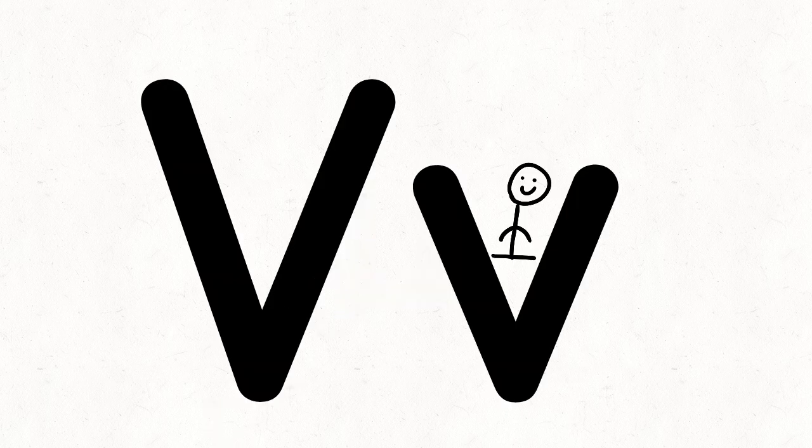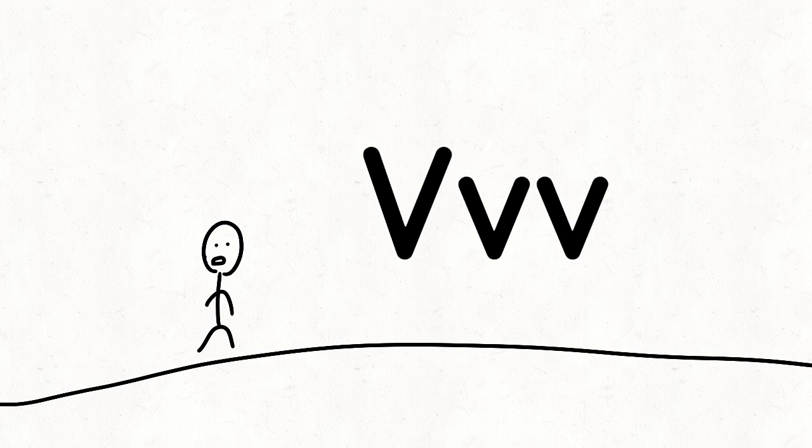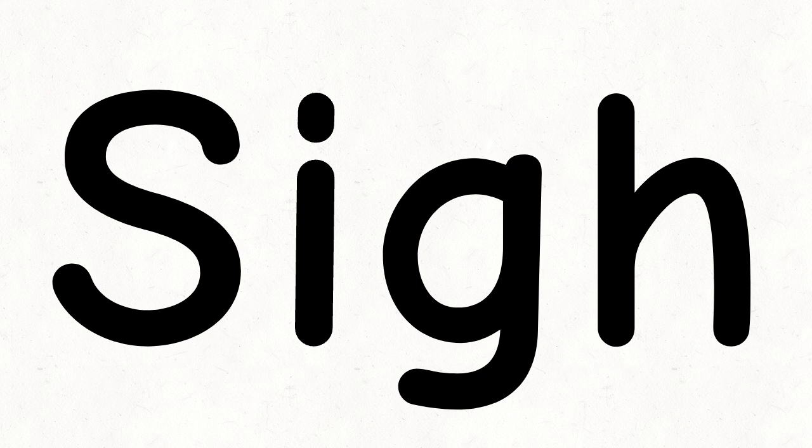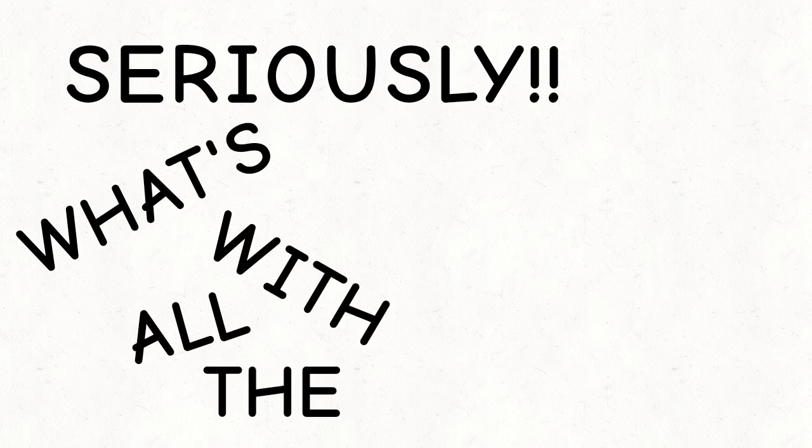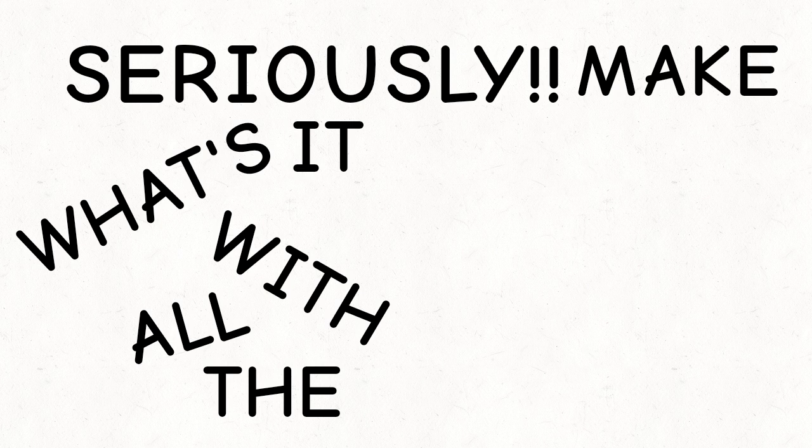Up next, V. Seriously, why are the alphabet makers making lowest case letters so easy to make? But anyways, just make it smaller. Up next, W. Just make it smaller. Up next, X. Seriously, what's with all the make it smallers? But anyways, just make it smaller.